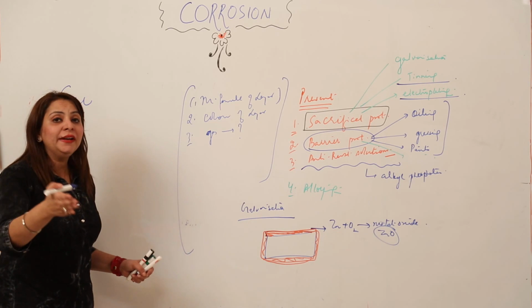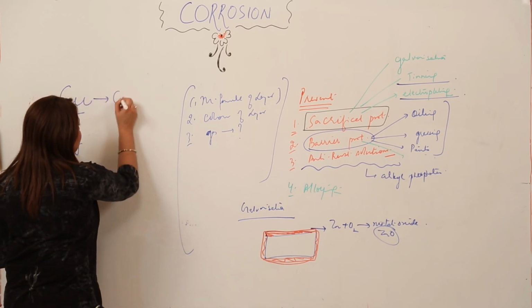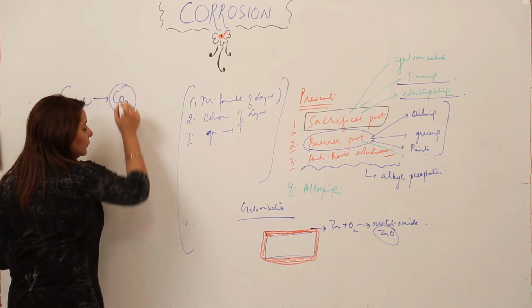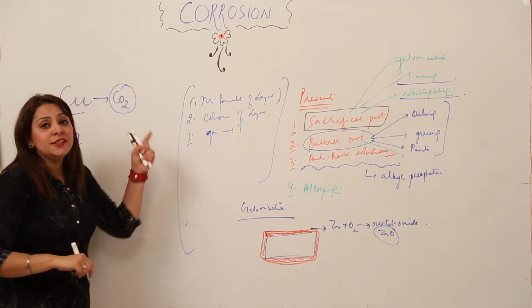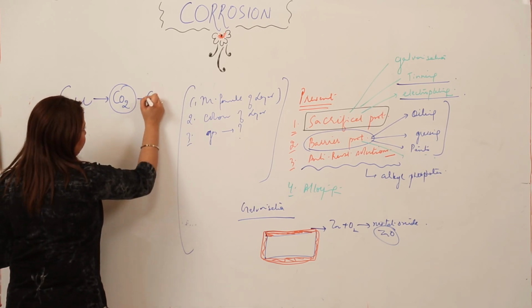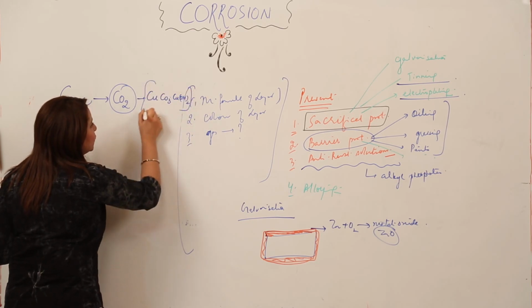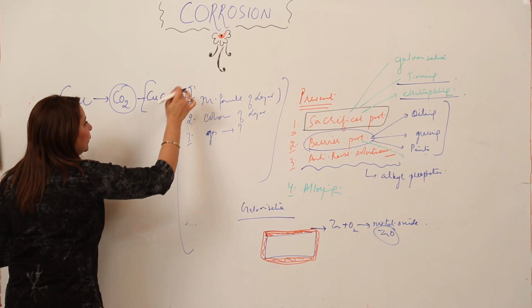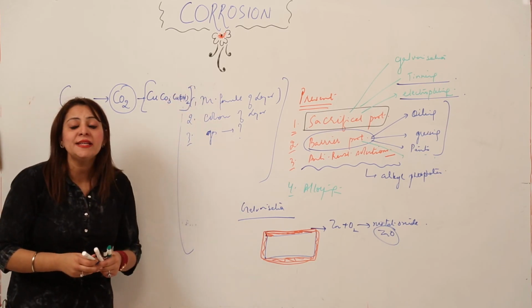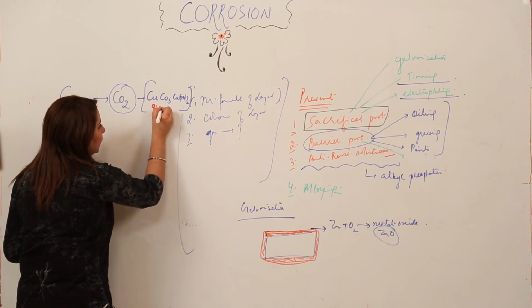You know that copper gets corroded, but in the presence of which gas? Carbon dioxide gas. And what is the formula for the compound that is formed? That is CuCO3.Cu(OH)2. So this is actually the formula, CuCO3 dot Cu(OH) whole twice. And what is the color of this layer? It is green in color.